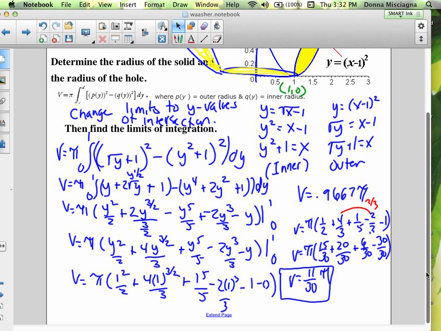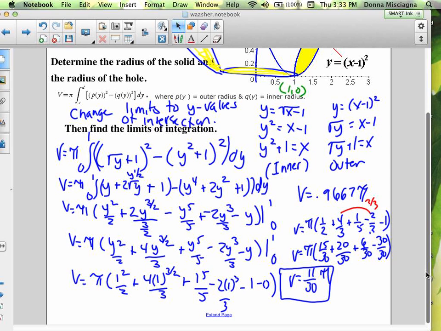So we're up to the plugging in part. Now we have 1 squared divided by 2, plus 4 times 1 to the 3/2 divided by 3, minus 1 to the 5th divided by 5, minus 2 times 1 cubed divided by 3, minus 1. And if I plug in 0, every single one of those terms has a y, so it's just going to be 0. Then we're just going to simplify that. I have that over on the side there: 1/2 plus 4/3 minus 1/5 minus 2/3 minus 1. Looks like part of my 2/3 got erased. And then we just simplify. That would be 11/30 pi.